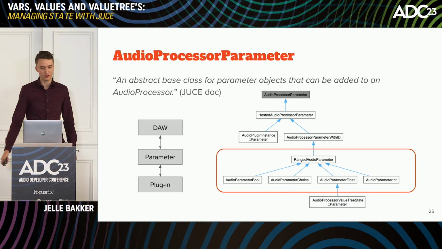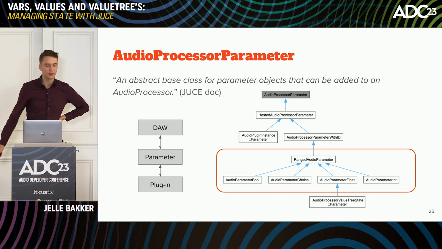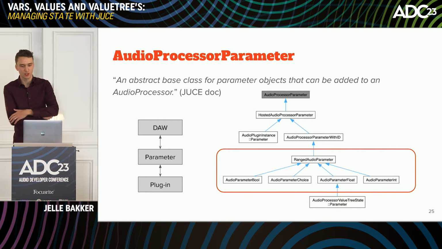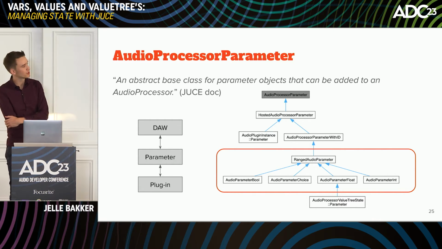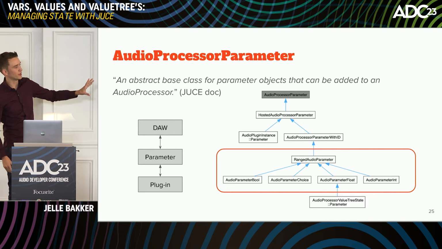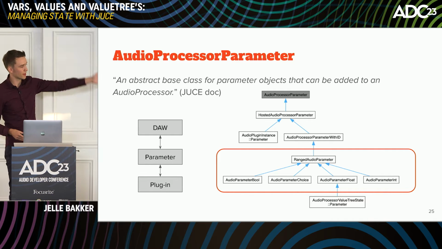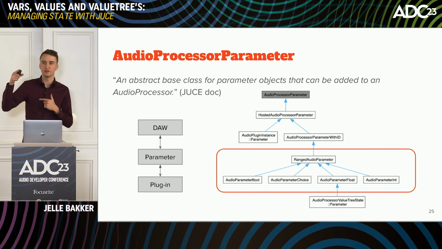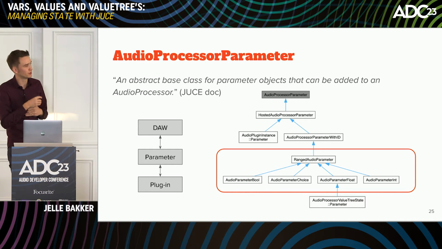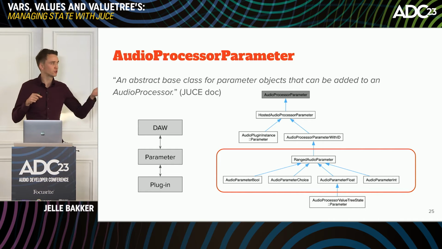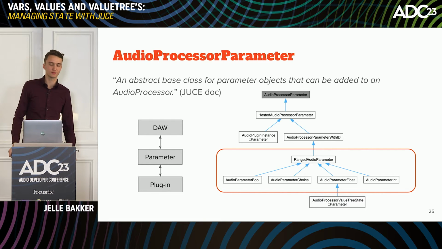So this is the class you're going to use, the AudioProcessorParameter. According to the JUCE documentation, it's an abstract base class for parameter objects that can be added to an audio processor. And on the left side, you can see the most simplified picture of how this works. If you have a DAW and your plugin, they will both need to manipulate and also know about your parameter. So your changes could come from automation, but also could come from the user dragging a slider in the plugin.